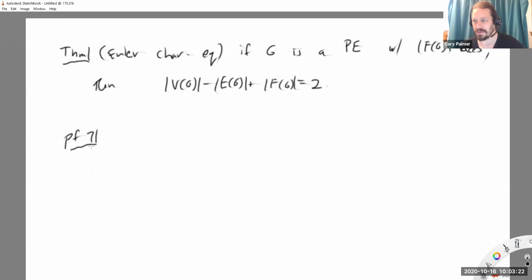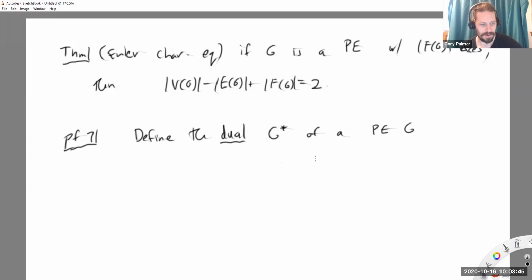And I'm going to start off by defining a notation here that's much more general than this theorem in itself. We can use it all the time, but we're going to use it just for the proof here. Okay, so it's something called the dual. So define the dual G star of a planar embedding G. So this is of the planar embedding itself. It's not necessarily of the graph itself. Okay, the dual is only defined on the embedding of a planar graph.